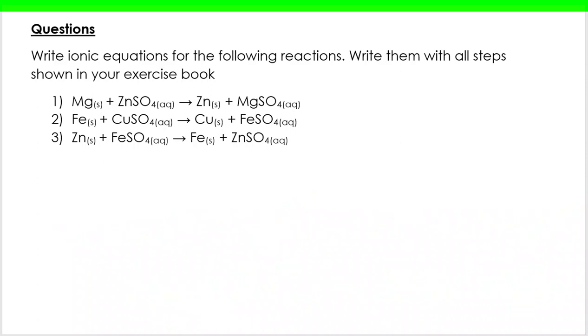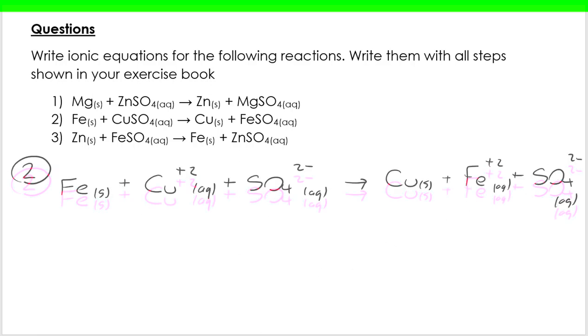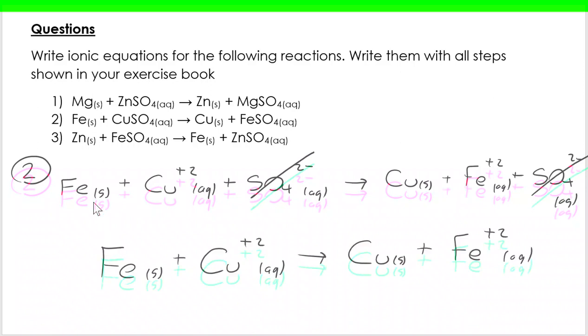Have a go at number 2 if you haven't already. Again, hopefully you're seeing a pattern here. The copper sulfate and the iron sulfate can be broken down. We look for spectators. Once again, it's sulfate ions that we get rid of, and then we simply write the equation out again without those sulfate ions. So we have our iron and our copper ions going to copper and iron ions.